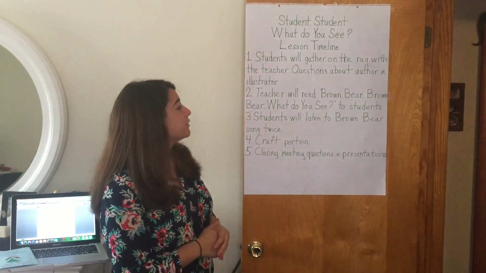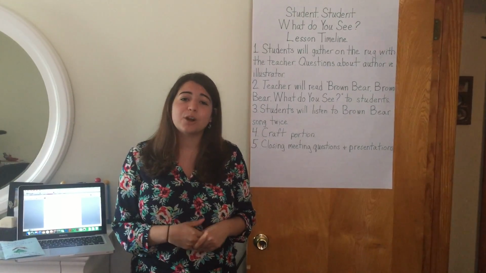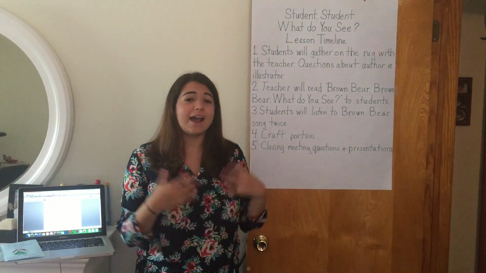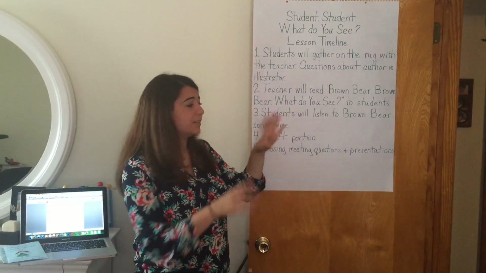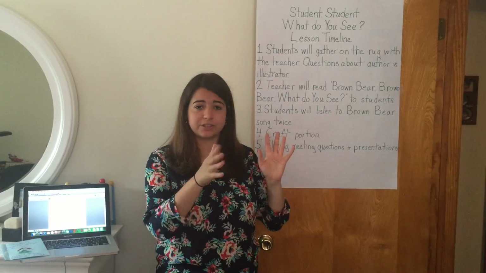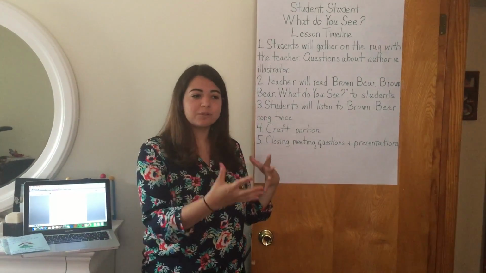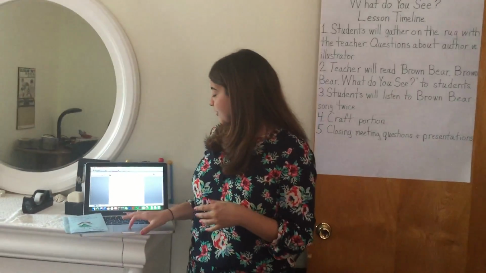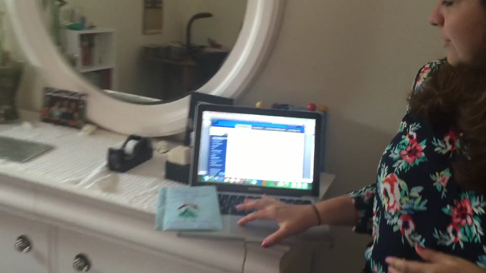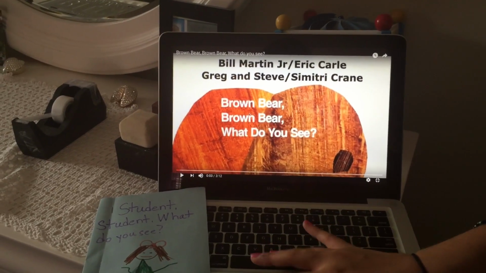The second step is for the teacher to read Brown Bear, What Do You See? by Bill Martin Jr. and Eric Carle. After the reading, the teacher should stress on the cover of the book how it says author versus author/illustrator, and let the students see if they can, with a little bit more guidance and support, define what the author and what the illustrator does. After that, students will be allowed to listen to the song Brown Bear by Greg and Steve.